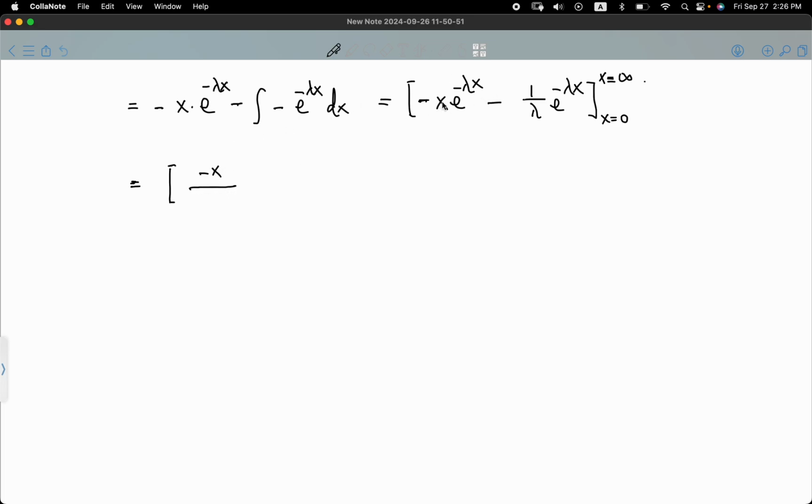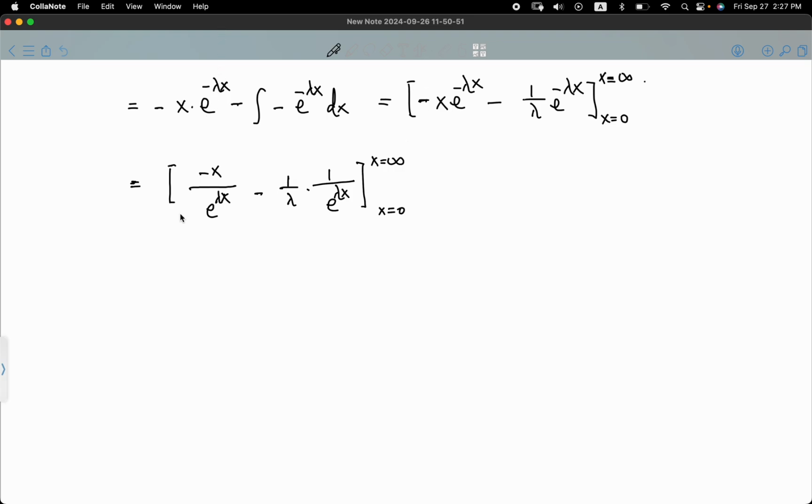You have a negative x in the numerator, and then for the denominator, it's just lambda x. So I'm just rewriting the negative sign into the denominator. And then similarly, you have 1 over lambda, also multiplied by 1 over e to the lambda x. So the tricky part here is how you're going to evaluate this from 0 to infinity.